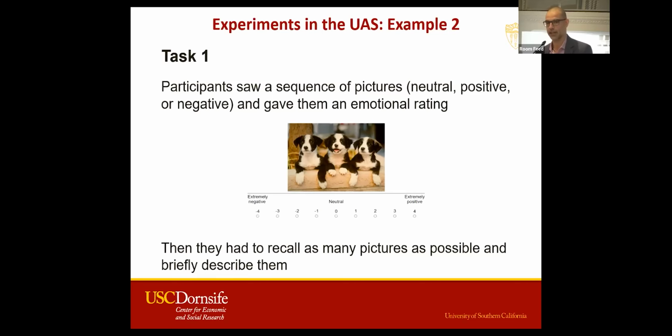Is that true? And the way people have done this experiment, they show people a sequence of pictures. And these pictures can be neutral, positive, or negative. We used a sequence of 30 pictures, which is pretty standard. Each picture stays on the screen for 3 seconds. The respondent needs to look at the picture, and after that provides an emotional rating that can go from extremely negative to extremely positive emotion. And after the sequence, respondents are asked to recall as many pictures as possible and provide a very brief description. So for instance, if you recall these pictures, you may say 3 puppies, and it's one of your recalls.